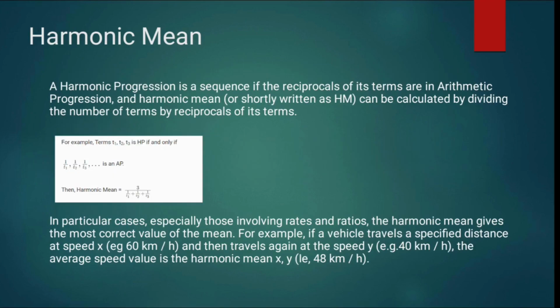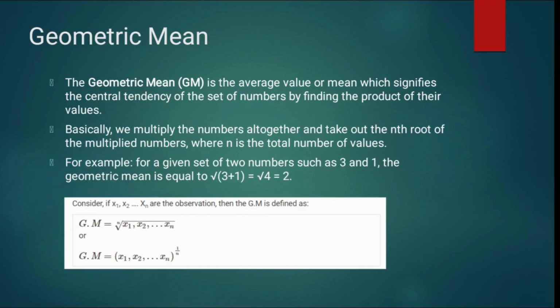Now the harmonic mean. A sequence is a harmonic progression if the reciprocals of its terms are in arithmetic progression. And the harmonic mean can be calculated by dividing the number of terms by the sum of the reciprocals of its terms. In further units, we will study the arithmetic mean in more detail. We are studying the harmonic mean and geometric mean for general understanding.